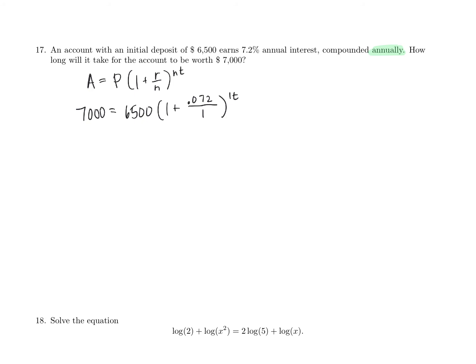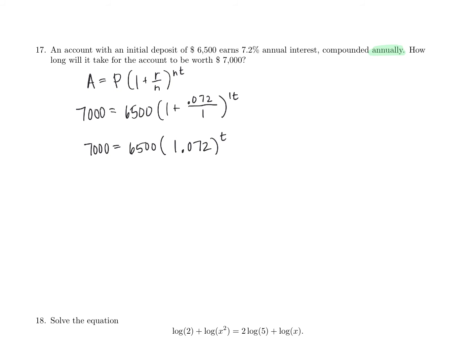Okay, so let's simplify this. We can simplify what's in the parentheses. So 0.072 divided by 1 is just 0.072. And then added to 1, that'll be 1.072. And 1 times t is just t. So we can simplify it like that.